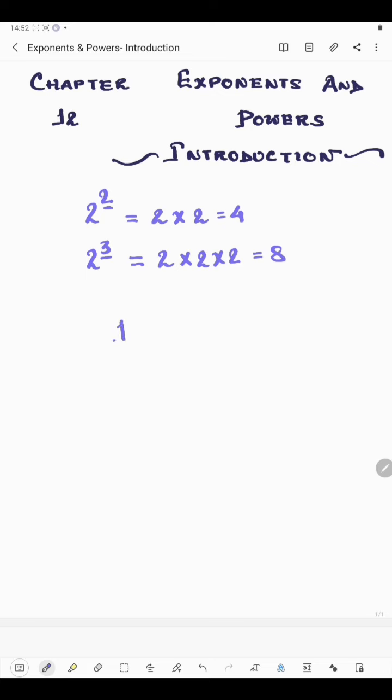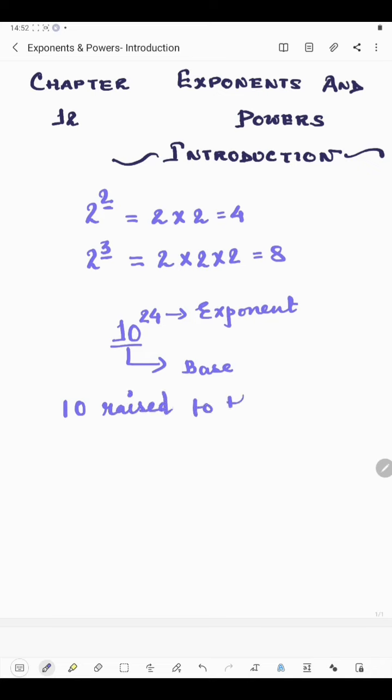Now suppose I take the number 10 to the power 24, okay, here 10 is the base and 24 is the exponent, okay. And how do we read this number? We read it as 10 raised to the power 24, okay. Now if the power is negative, then how would you solve it?